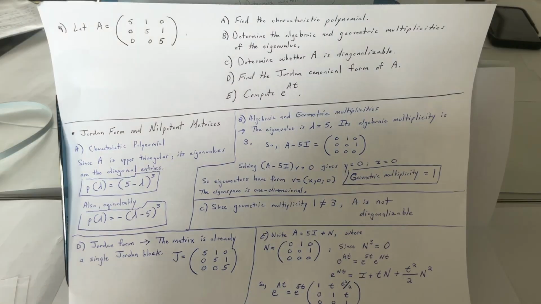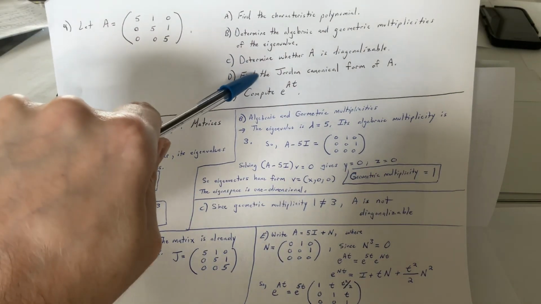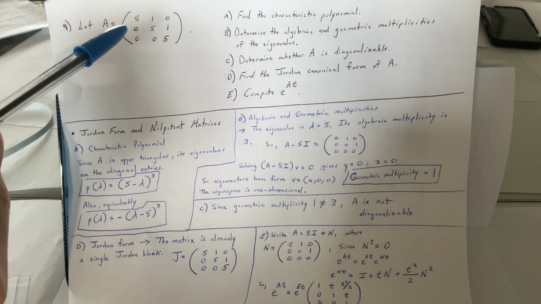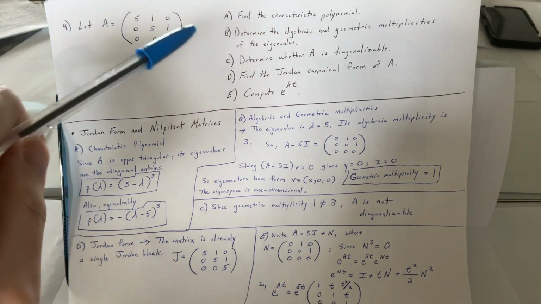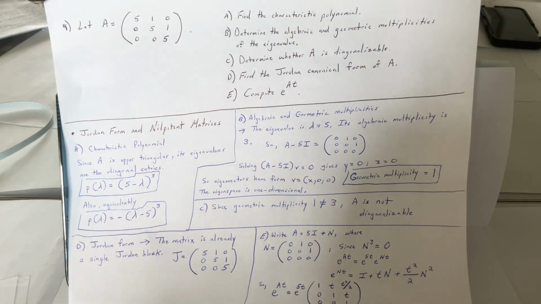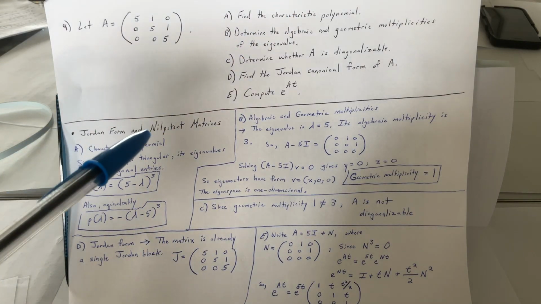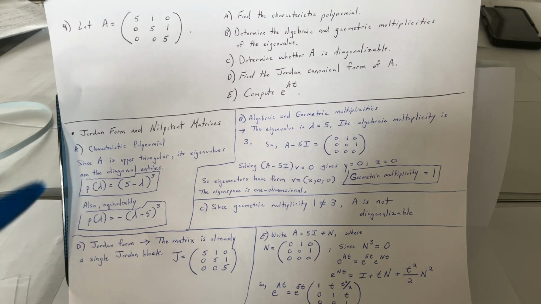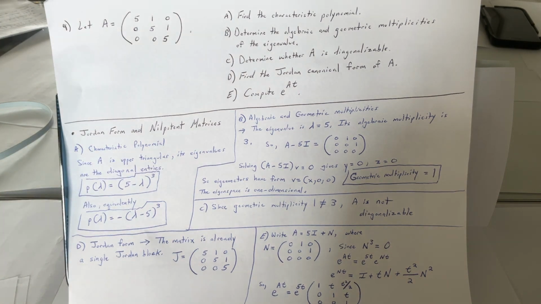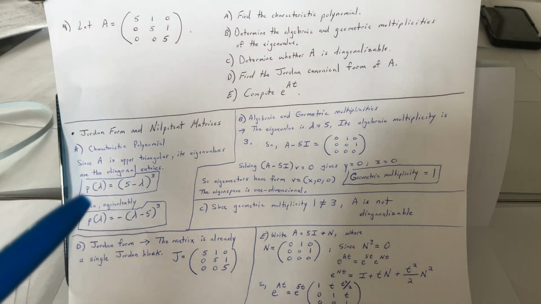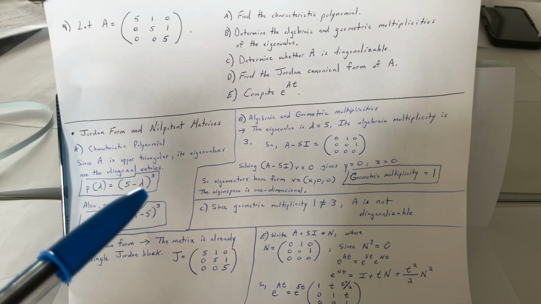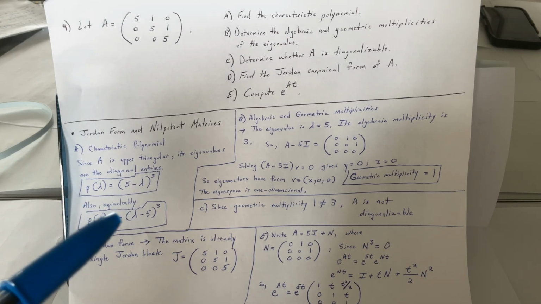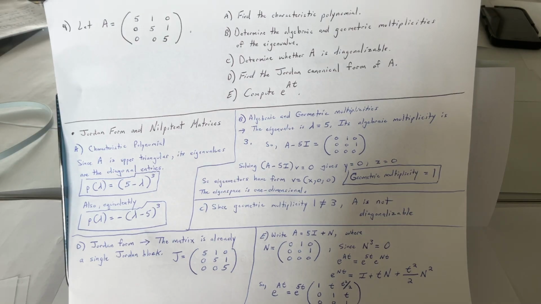Okay, so number 9. Here, let A equal this matrix, rows 5, 1, 0, 0, 5, 1, 0, 0, 5. Find the characteristic polynomial for letter A. This is Jordan form and nilpotent matrices. Since A is upper triangular, its eigenvalues are the diagonal entries. So P of lambda equals (5 minus lambda) cubed. Equivalently, P of lambda equals negative (lambda minus 5) cubed.